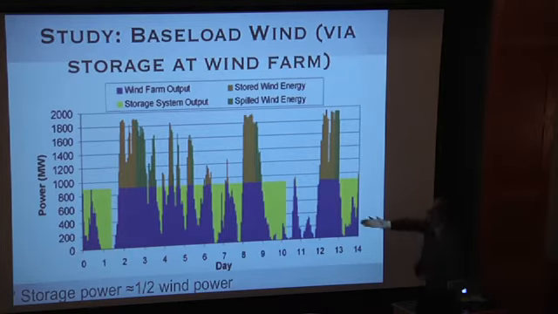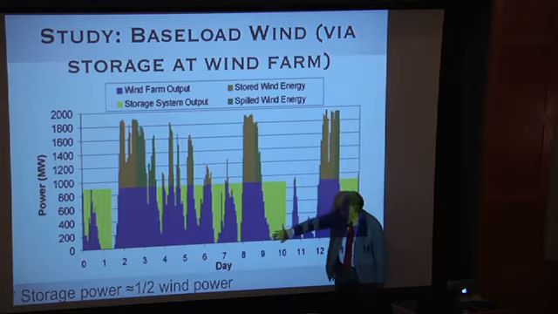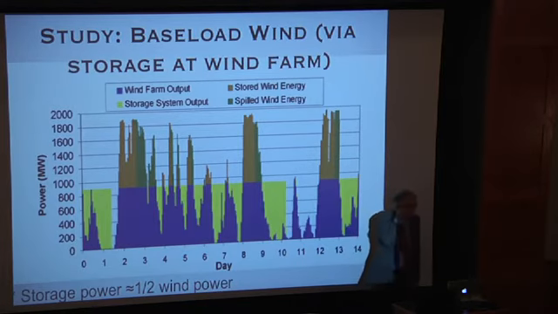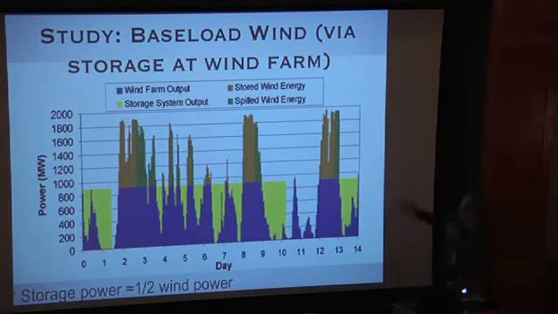But then we had a long enough time with little enough wind that the storage was exhausted. And now we go to zero. We fall off the edge of our storage cliff, and we're no longer providing the power that we said we would do contractually.